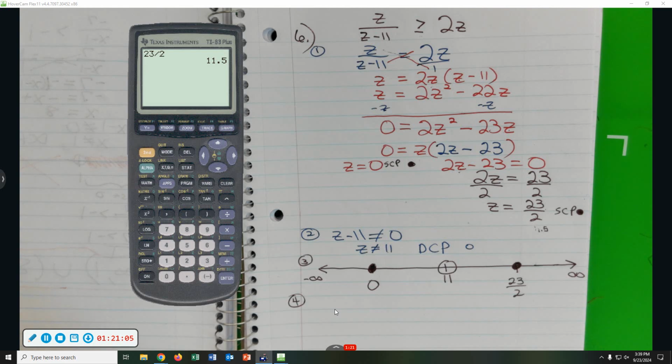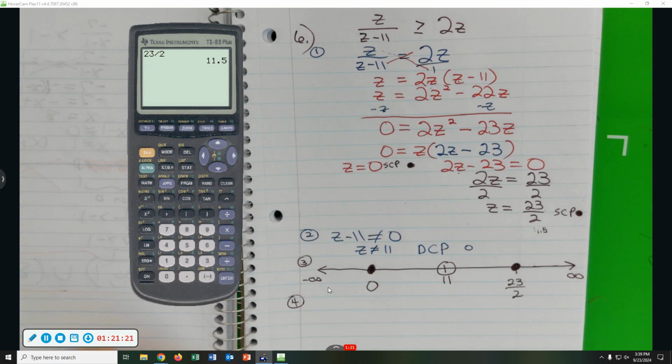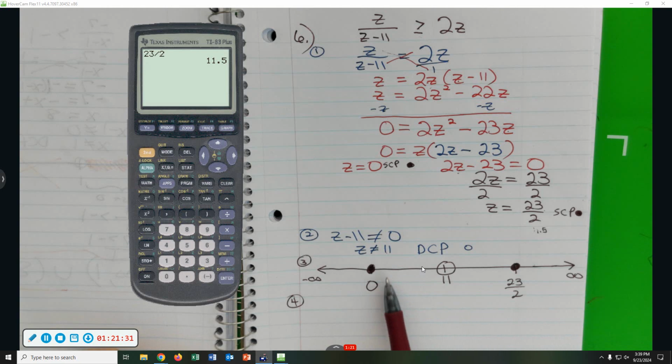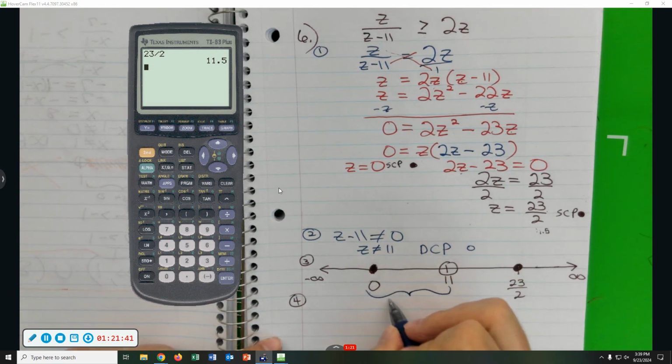What's my favorite number to test? I can't use the 0 because 0 is a cut point. What do you think's a number close to 0 that's real easy to plug in? 1, that was going to be my advice to you. If 0 is already used as a cut point, test 1. Which interval contains 1? Interval 1, 2, 3, or 4? 2. 1 is right here between 0 and 11. So I'm going to test 1.